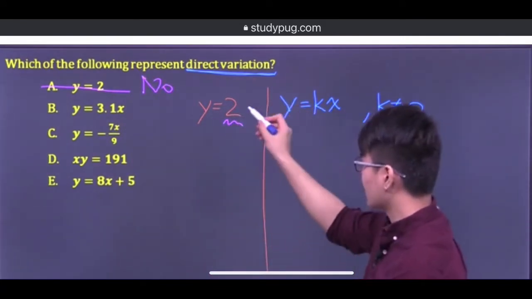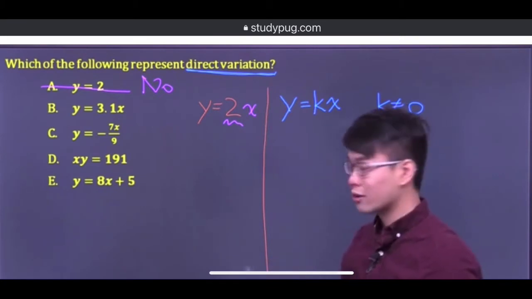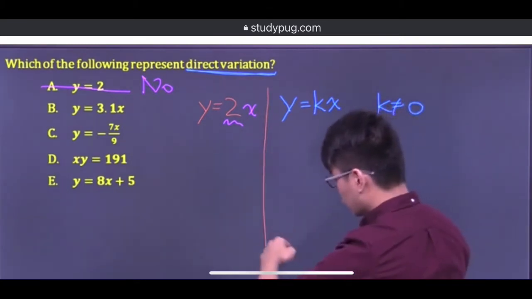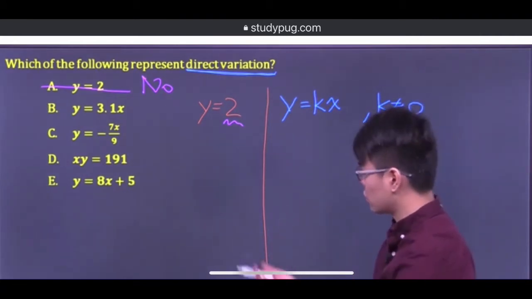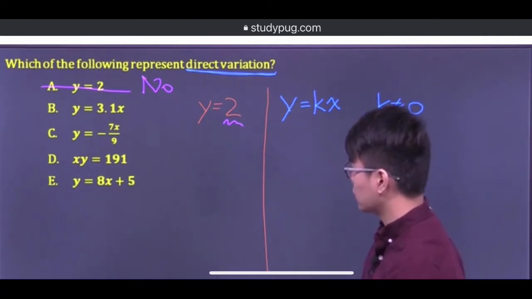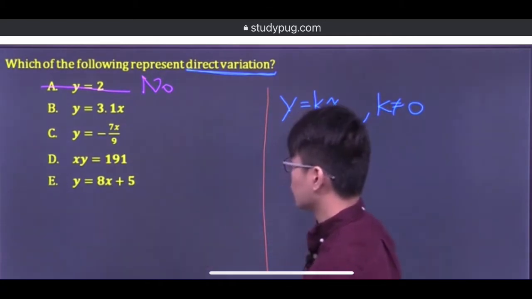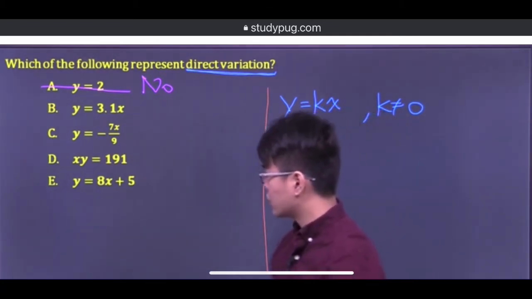If this had an x here, then yes, it would be a direct variation. But right now it only has a constant, 2. It only has the k, so this is not direct variation. Let me erase this and move on to our next choice. Let's look at option B.